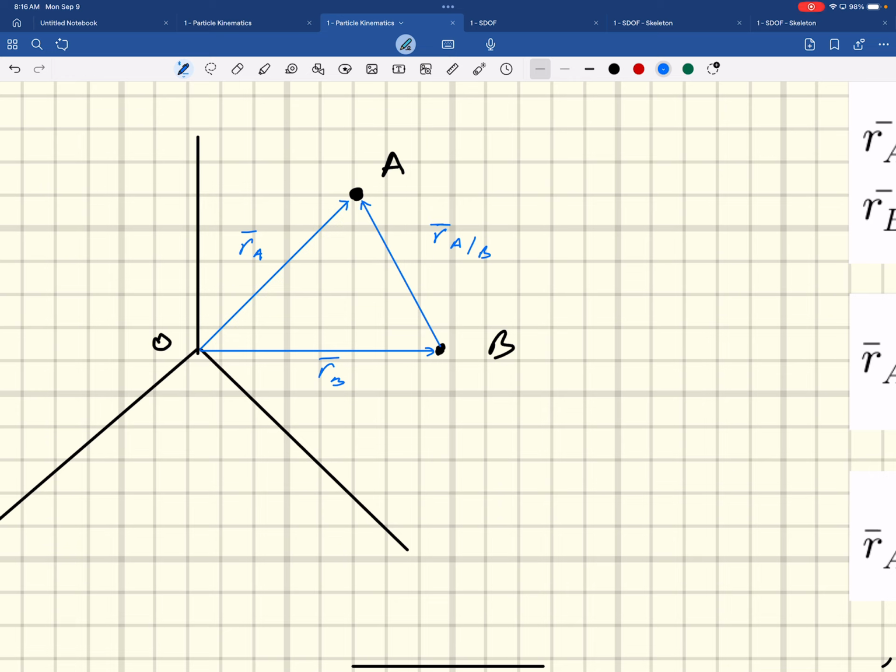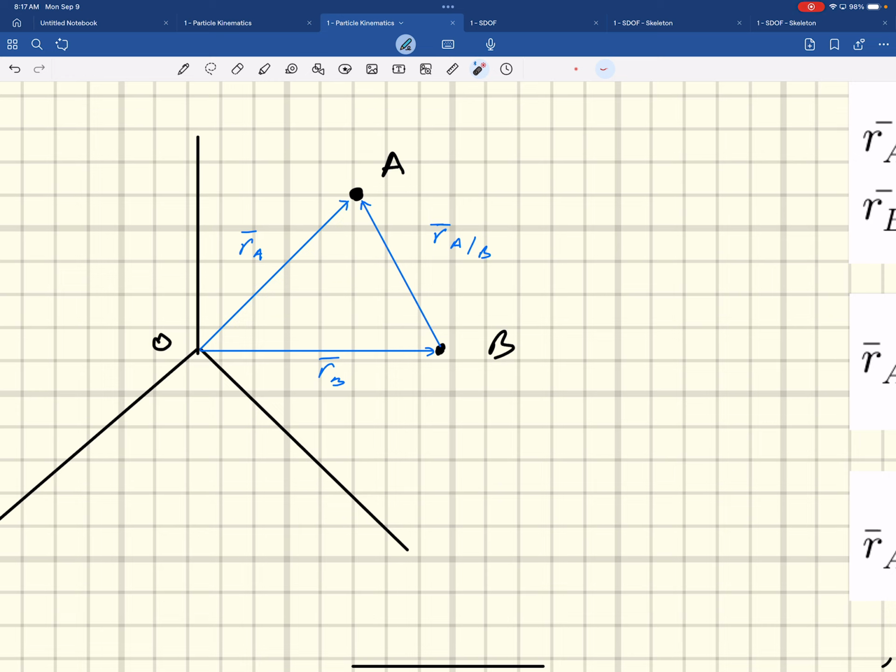What this is saying is that if I want the position of A, I can either go directly to the position of A, or I can go to the position of B and then add on to it the position of A as seen from B. I can get to the same spot. That's how vector addition works. I could break it up into two different components. It's really important that you get this.